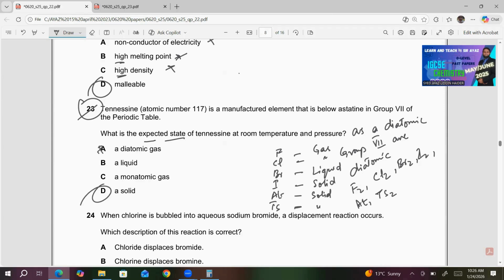It can't be a diatomic gas. It can't be a liquid. It can't be a monatomic gas. Monatomic gas is a property of group 8 elements. So D must be the right answer in this case.